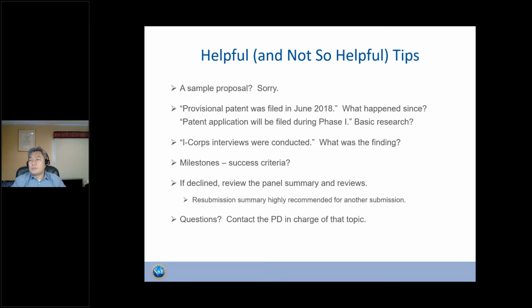And we do these types of outreach events a lot, and we do provide this general information about our SBIR STTR program. So we can probably answer all the general information related to this program, but anything that's specific to the topic may be different depending on the topic. So it's always better to talk to the program director in charge of that topic.